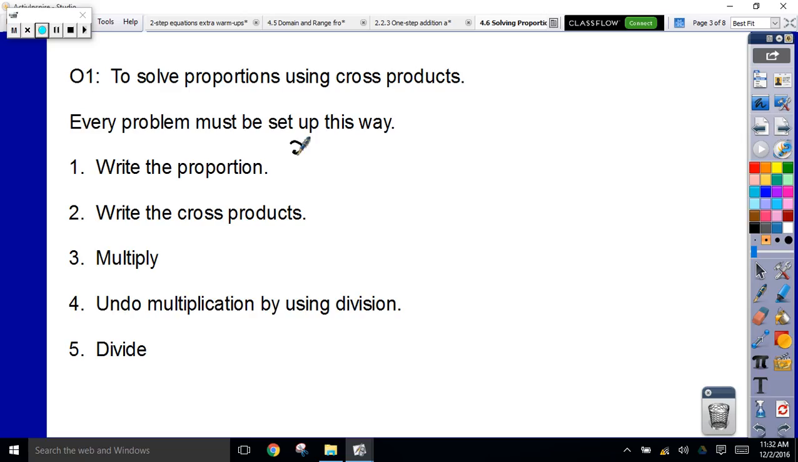So say I have a proportion that tells me that 2/9 is equal to 11 over x. Your first step would be to write it down. The second thing I want you to do is write the cross products. If I multiply the cross products, they are going to be equal. So I have 2 times x has to equal 11 times 9. Then I'm going to multiply this through to simplify. So my next step says 2x equals 99.